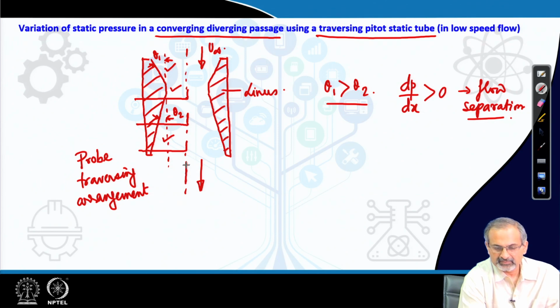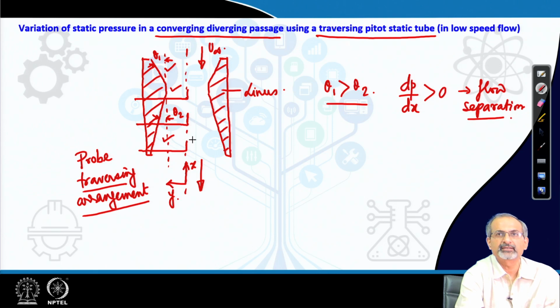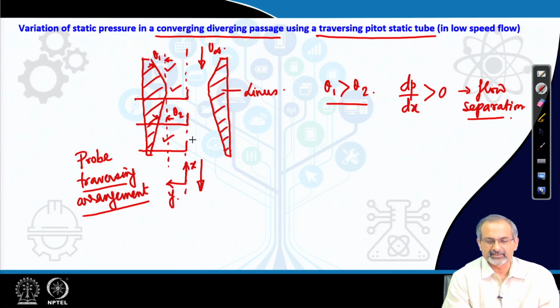So, let us say the axis is along the x direction and the normal direction is y. So, the probe traversing arrangement could make it move along x or it could also make it move along y. So, such arrangements can be designed and attached to the wind tunnel test section.